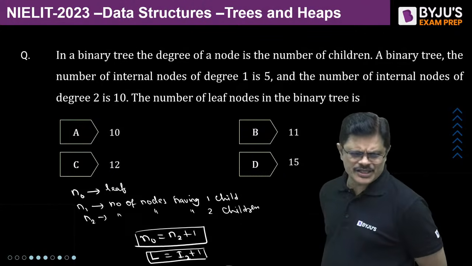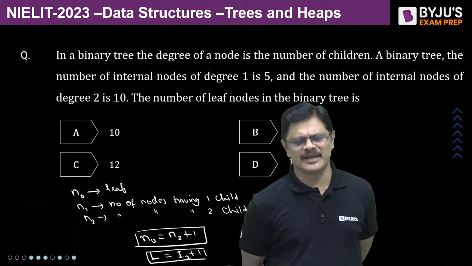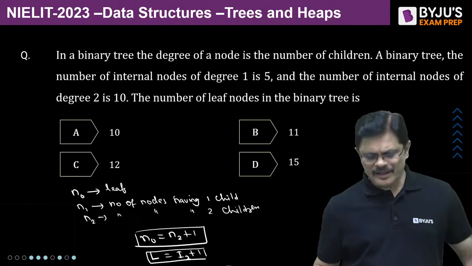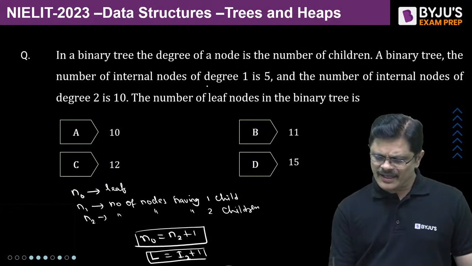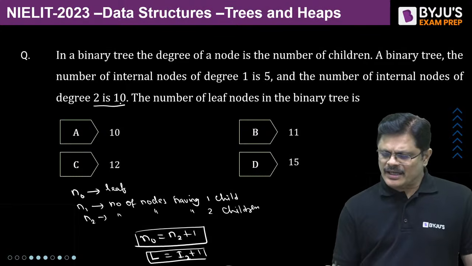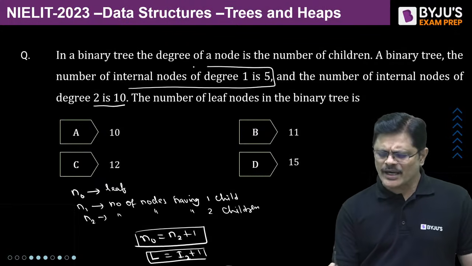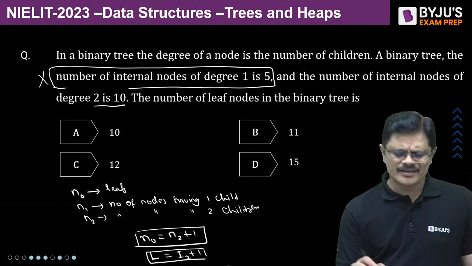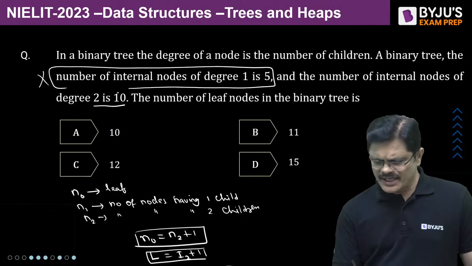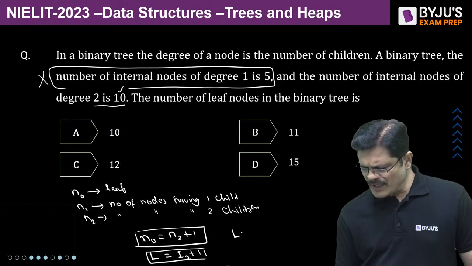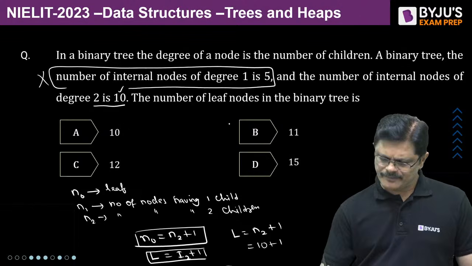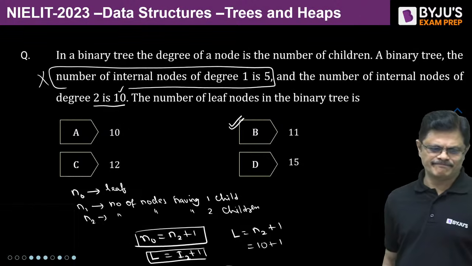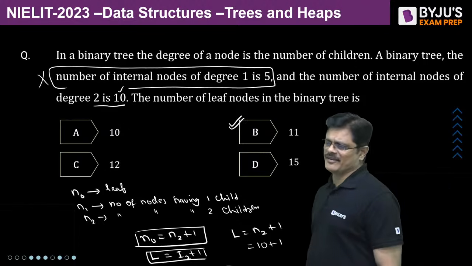That is only notation. Any way you can write, it does not matter. Here he has given nodes of degree 2 as 10. Here nodes of degree 1 is not important, it is not needed. We just need nodes of degree 2. So the number of leaf nodes will be number of nodes of degree 2 plus 1, which is 10 plus 1, that is 11. Option B, my dear friends.